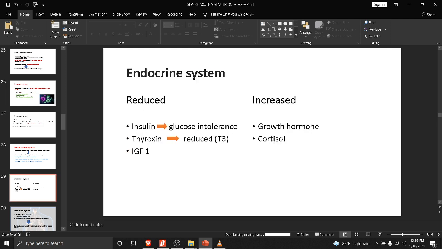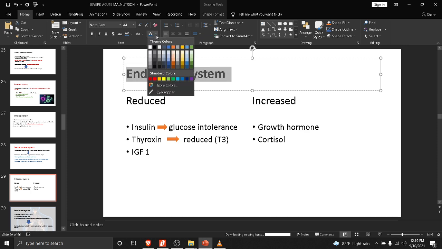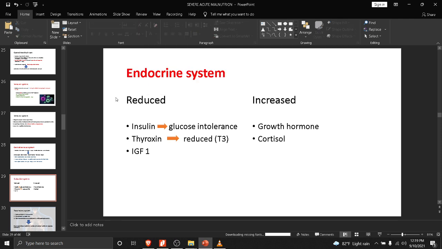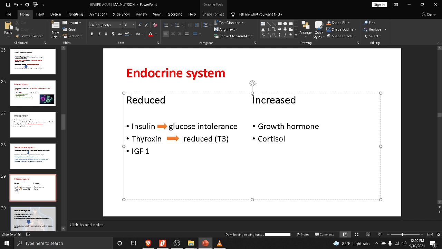Then comes the endocrine system. The hormones which increase with SAM include cortisol, growth hormone, and insulin resistance leading to glucose intolerance. Insulin is reduced because of hypoglycemia and energy reduction, and thyroxine is also reduced, usually T3, and IGF-1 is also reduced. As it is a growth factor, IGF-1 is low, but growth hormone is increased to prevent hypoglycemia. Also, cortisol is a stress hormone. As the child's body is in stress, cortisol also increases.